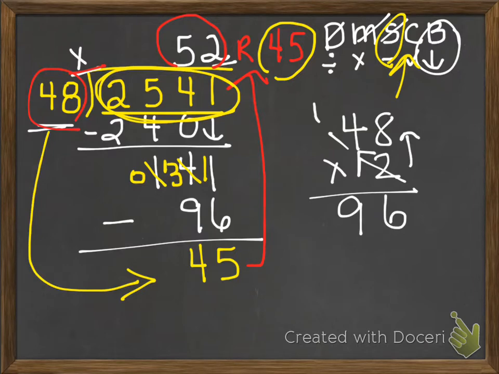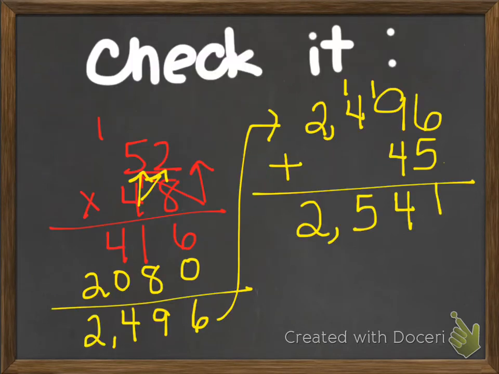So that's how you know you got it right. If you check your problem by multiplying and adding the remainder, if there is one, then you can definitely check to see if you got it right.